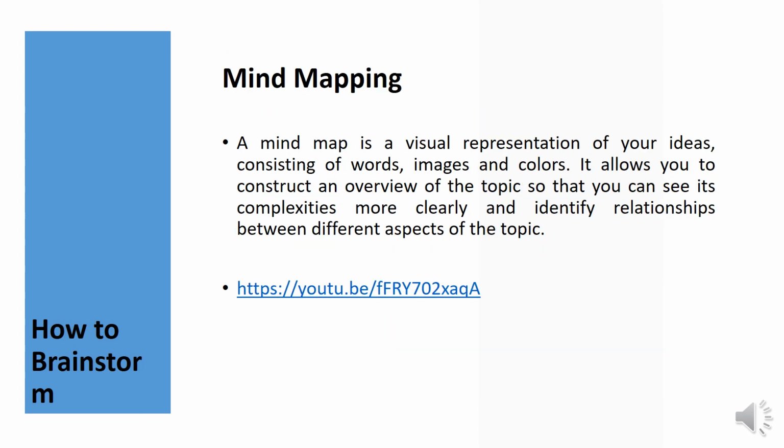Another way to brainstorm is mind mapping. Mind mapping is a visual representation of your ideas consisting of words, images, and colors. It allows you to construct an overview of the topic so that you can see its complexity more clearly, identify relationships between different aspects of the topic, and link the points that you have in your selected topic.